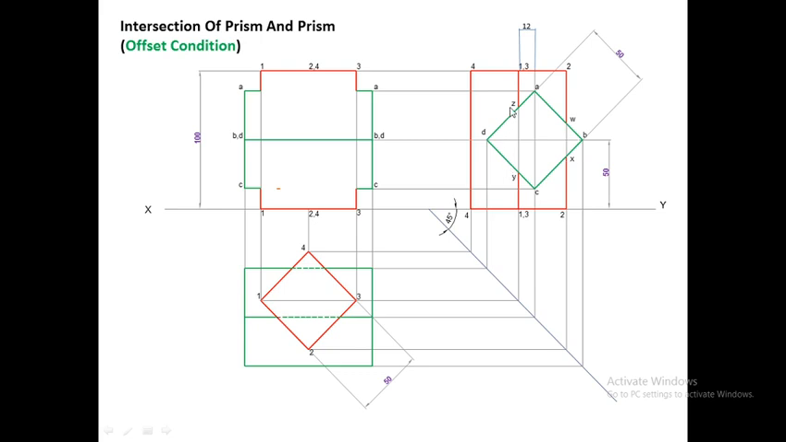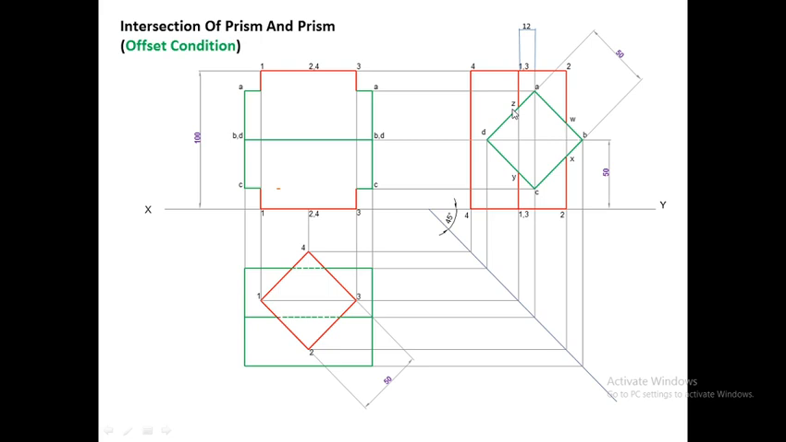So you have to remember this step that we have to always mark corner points as well as the points where the sides of the horizontal prism are intersecting the edges of the vertical prism. So here side A to B is intersecting the S2 at W, and side C to B is intersecting the S2 at X. Similarly, side A to D is intersecting the vertical edge 1 and 3 at Z, and side D to C is intersecting the vertical edge 1 and 3 at Y. So these are the 4 points of intersection, W and X and Y and Z.